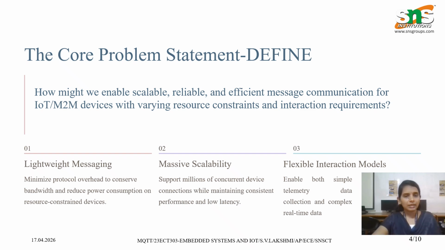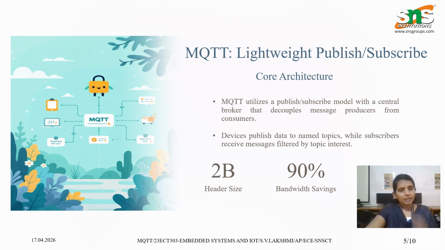So how does this protocol work? We have already discussed that it is based on the publish subscribe architecture with a central broker that delivers messages produced by the publishers to the consumers. Devices will publish the data based on the requirements, and subscribers receive the messages filtered by topic interest. This is the core feature of the MQTT protocol.